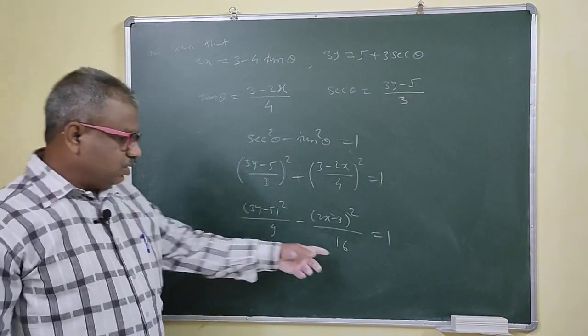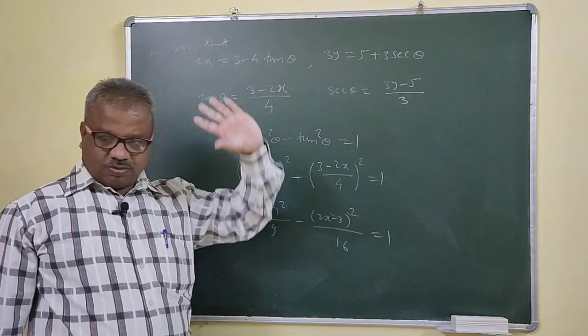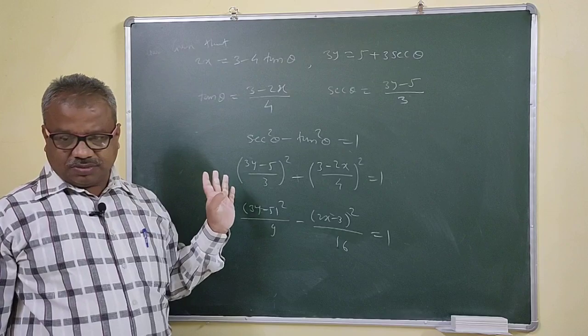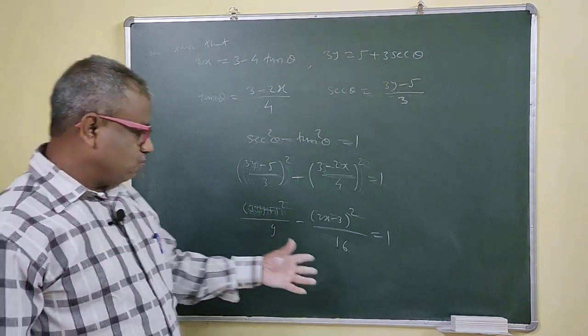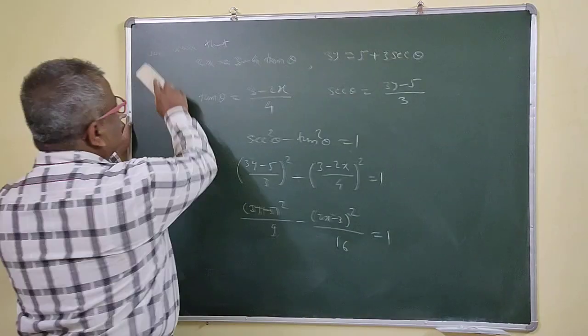If you want to expand, you have to multiply by 16 here, multiply by 9 here, then 25, you can shift there, and you can simplify this one, right? So no need to do that one. Here your theta is eliminated now, right?